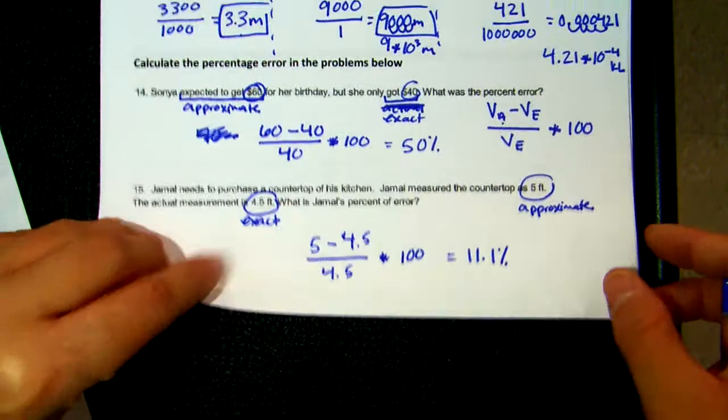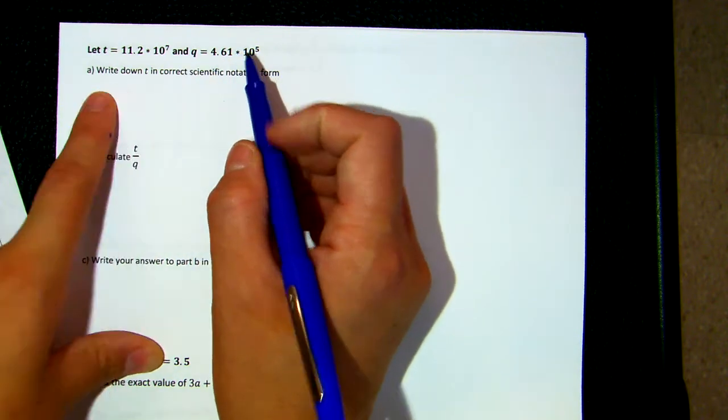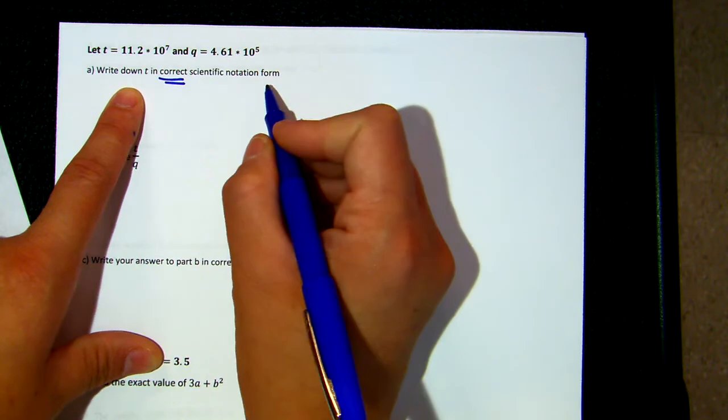Okay, next section of the test. So these are your questions that look like questions you could potentially see on the IB exam. So we're going to go over these together. Okay, it says let T equal 11.2 times 10 to the 7th and Q equal 4.61 times 10 to the 5th. It says write T down in correct scientific notation.